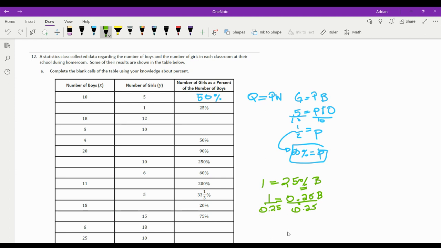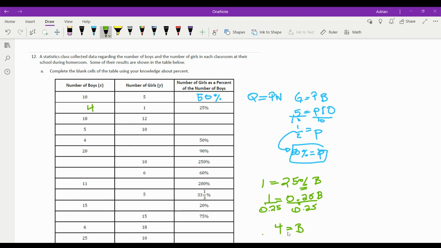1 divided by 25 hundredths. This is 1 whole divided by 25 hundredths. That's like 1 whole dollar divided by 25 cents. How many quarters would you have in that case? You have 4. So there are 4 boys. So I'm going to write 4 boys here.